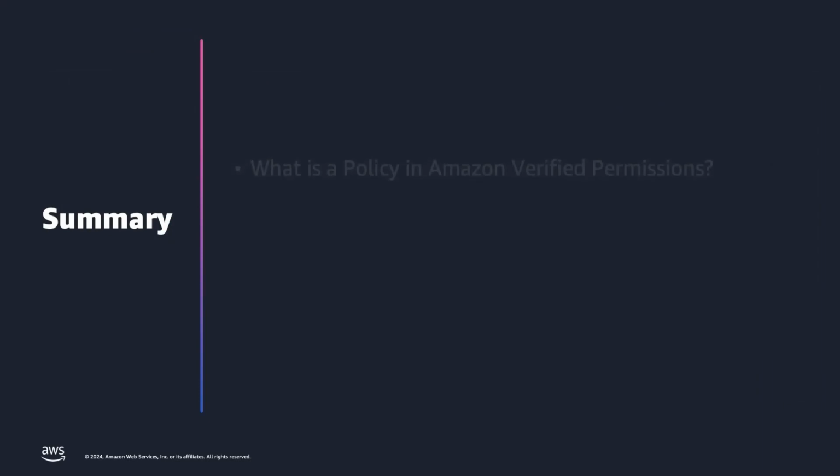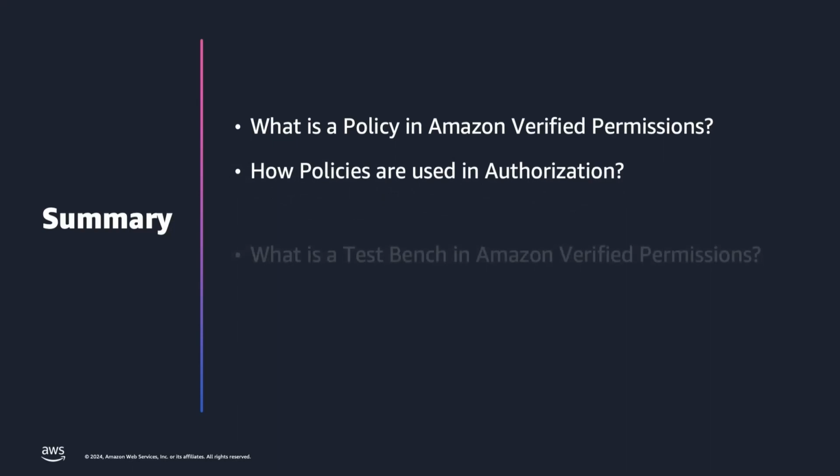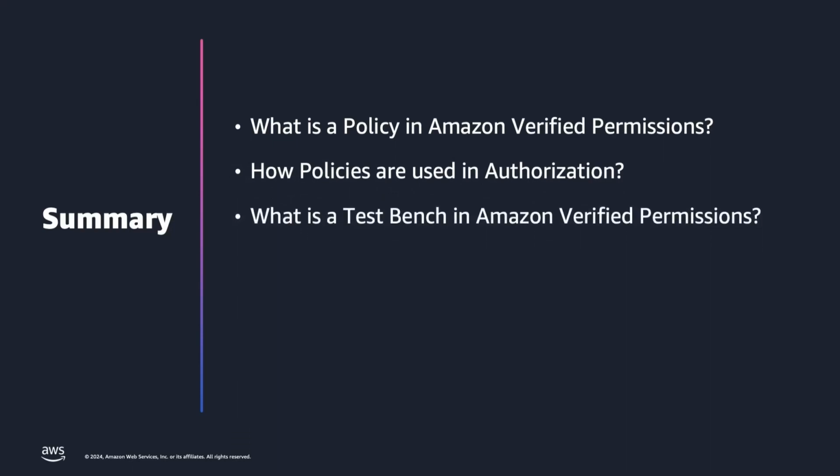In this video, we learned about the policies in Amazon Verified Permissions and how we can use the policies in authorization. We also learned how to test the policies using the test bench and how to troubleshoot the policies. At the end, we implemented the policies for the veterinary portal application in the demo. I hope you have learned something new about Amazon Verified Permissions today, and you can now create your own policies and test them using the test bench.